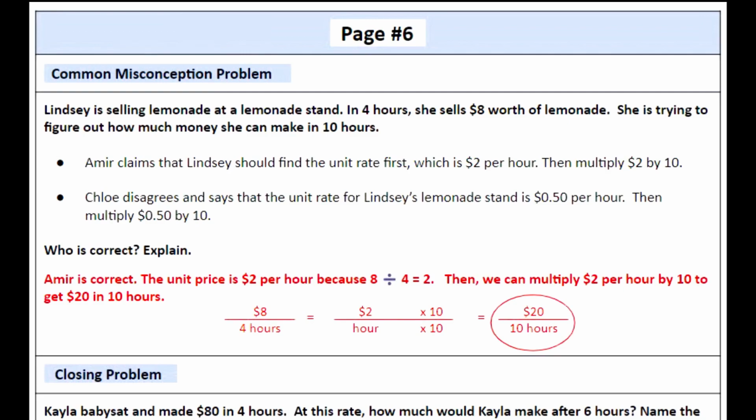All right, let's go over our common misconception problem. The correct answer on this problem is Amir is correct. The unit price is $2 per hour because 8 divided by 4 equals 2. Then we can multiply $2 per hour, which you can see in the work at the bottom, by 10 to get $20 in 10 hours. So if you didn't have this or something similar to this, make sure you have this down. And then let's go over the closing problem.